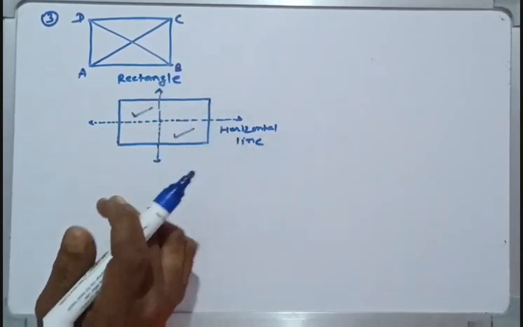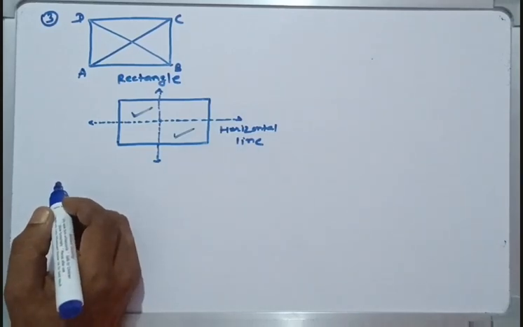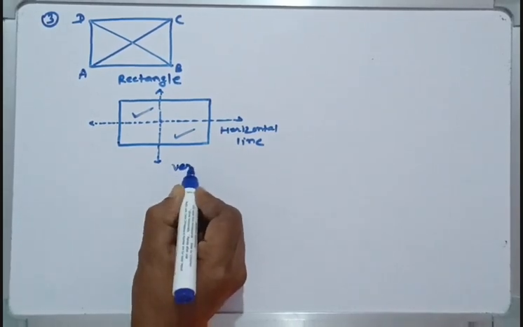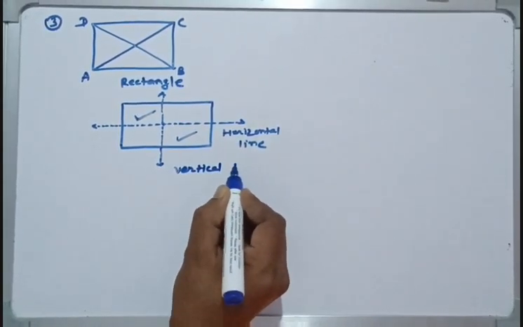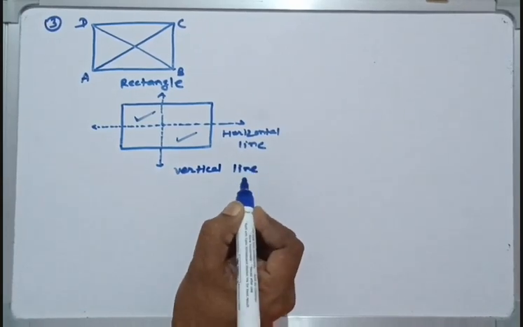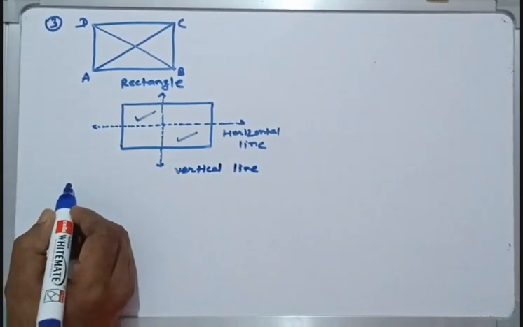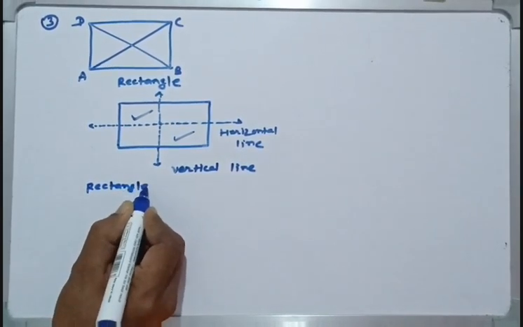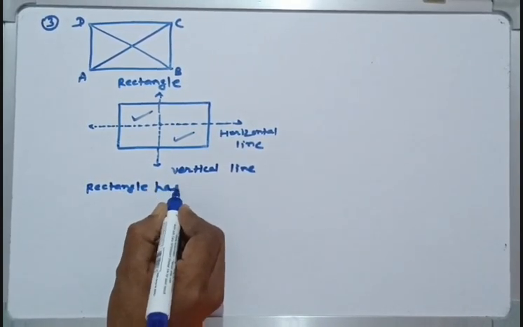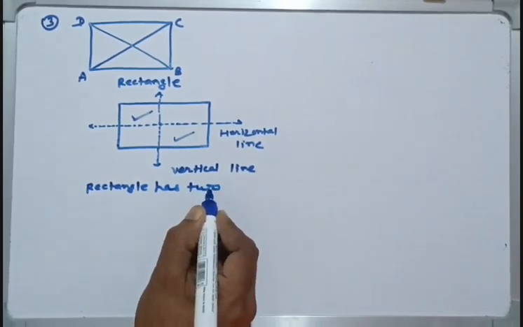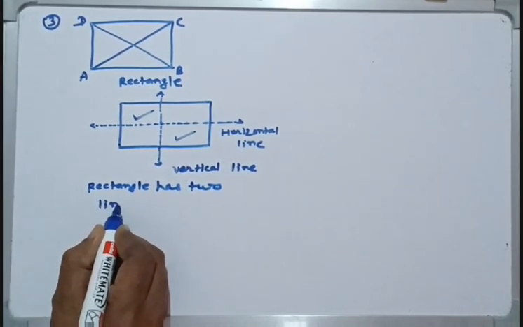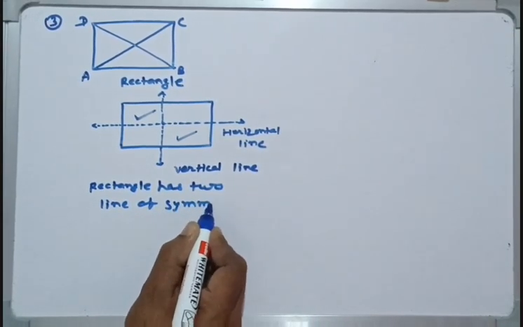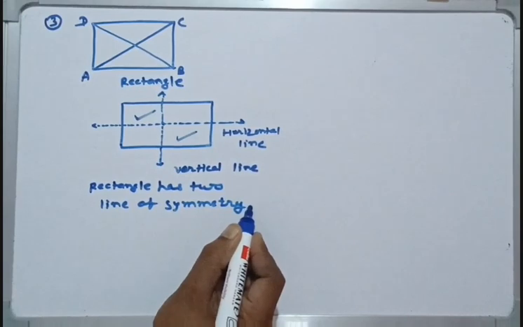Okay guys, now what we conclude finally here. Horizontal line, vertical line. Okay, so the conclusion is a rectangle has two lines of symmetry.